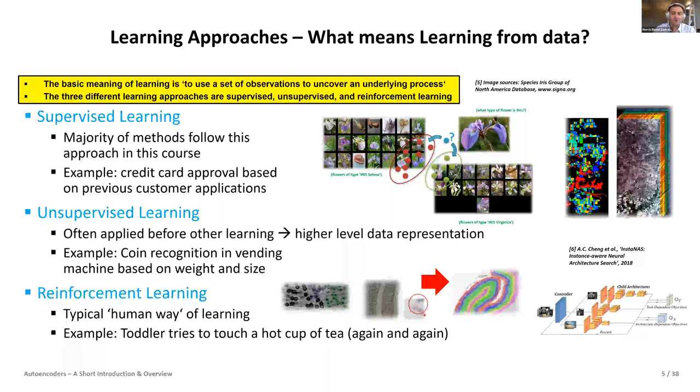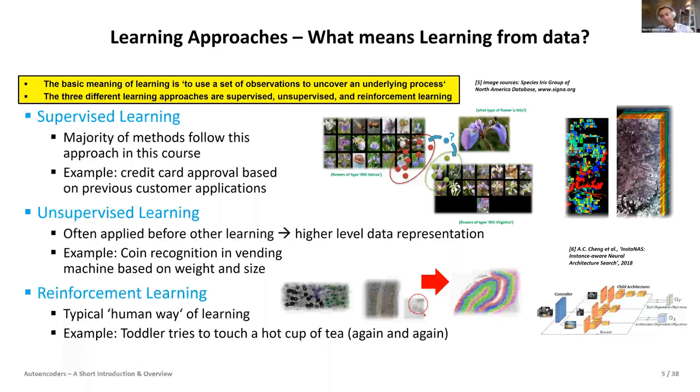Another example is credit card approval based on previous customer applications, where you already have the outcome for those previous applications, whether they defaulted or have a good credit card balance. You can use this historical data set, which is labeled with this kind of failing or winning, and then use it for supervised learning.